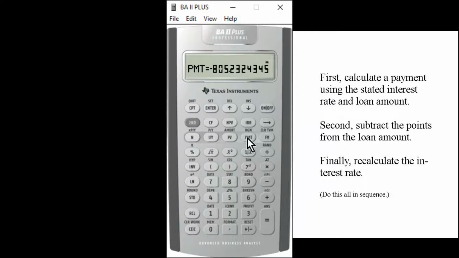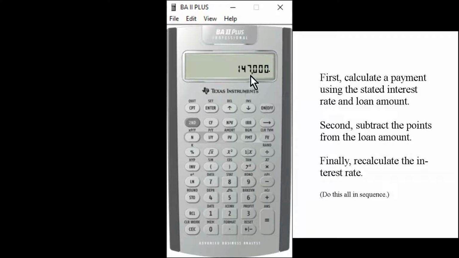The next step is to take into account the points that have been paid. In this case, we had a $150,000 loan and then we had to pay 2 points. A point is 1% of the loan amount, so $150,000 times 0.02 is $3,000. We would subtract this from our original loan amount to see what our net benefit is. So $150,000 minus $3,000 is $147,000.